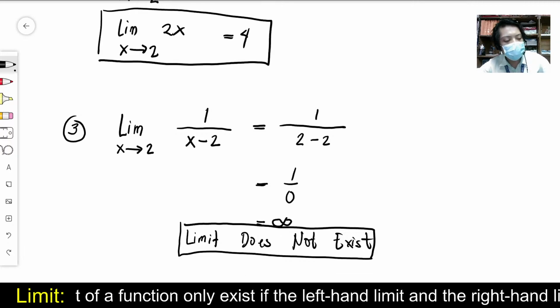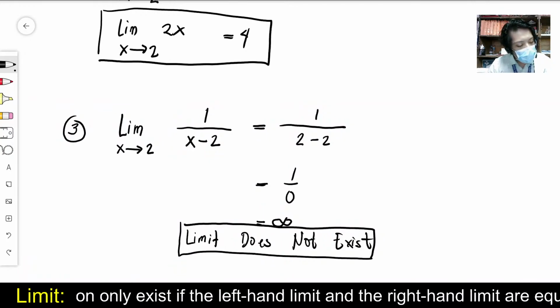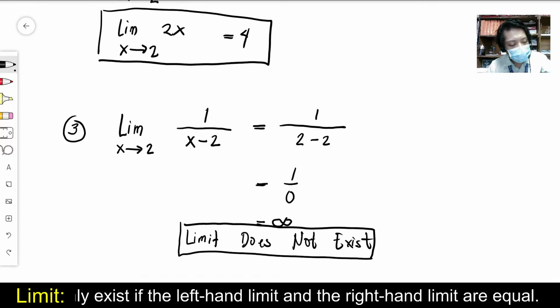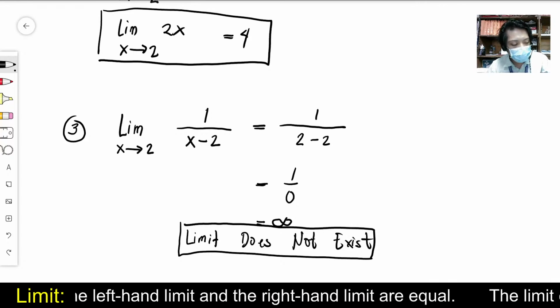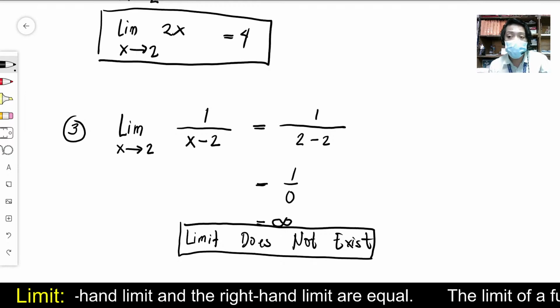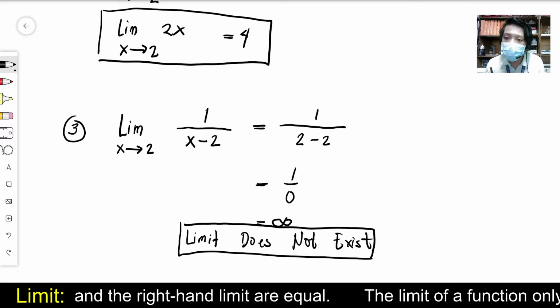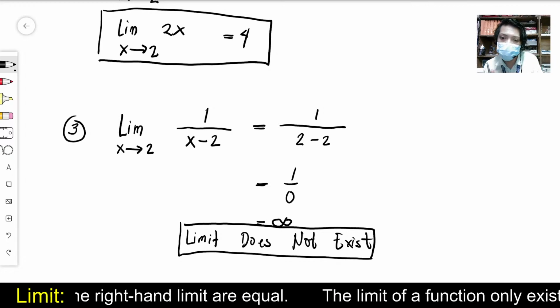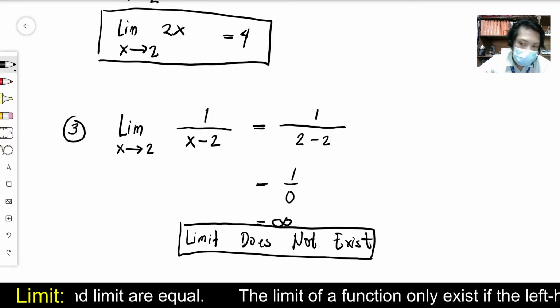The limit only exists if and only if the value of the function as x approaches a certain number coming from the left and right are equal, meaning the left hand limit of the function and the right hand limit of the function are equal.